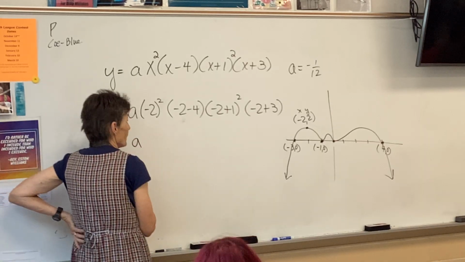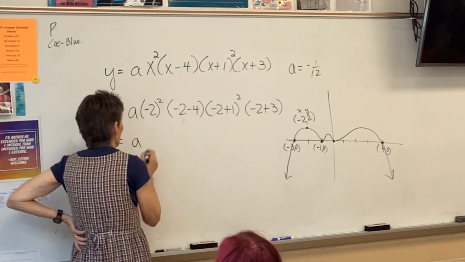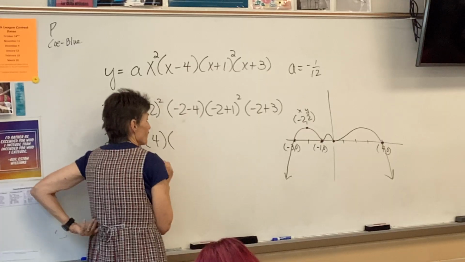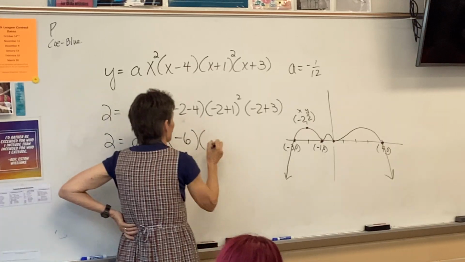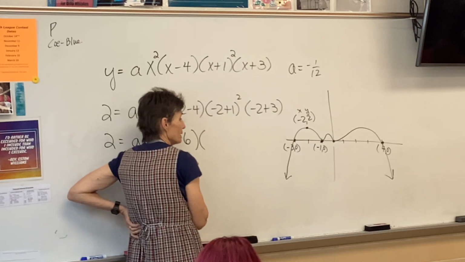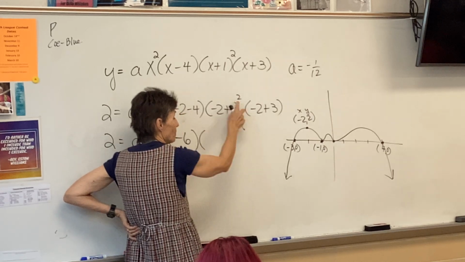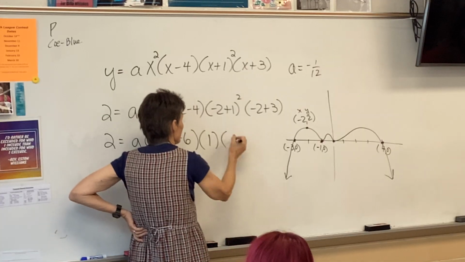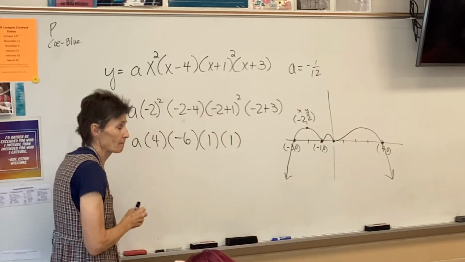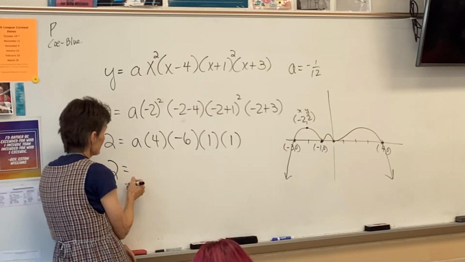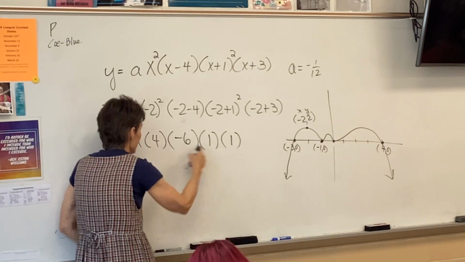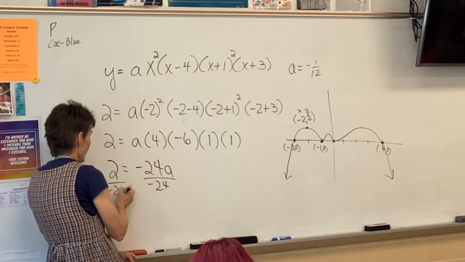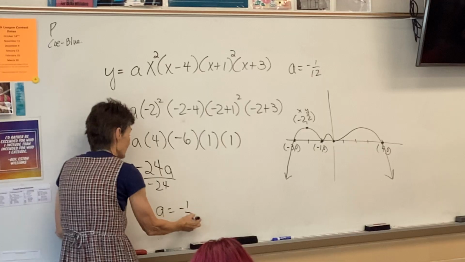What's negative 2 squared? 4. What is negative 2 minus 4? Negative 6. Negative 2 plus 1 is negative 1, but it's squared, so it's positive 1. Yep. And negative 2 plus 3 is also positive 1. Yes. So 2 equals, all multiply here, negative 24a. Oh, I think you're right. When I reduce that, I get negative 112.